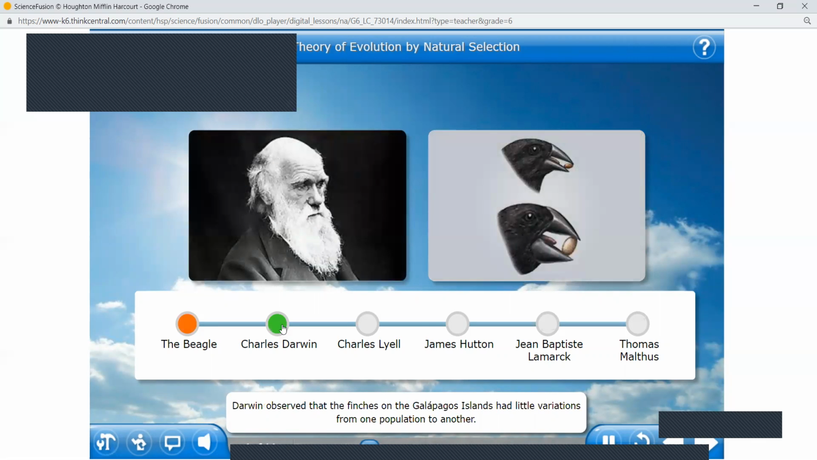Darwin observed that the finches on the Galapagos Islands had little variations from one population to another. Some finches had sharper beaks, while some had thicker beaks. Darwin wondered how these different traits helped or hurt each population.